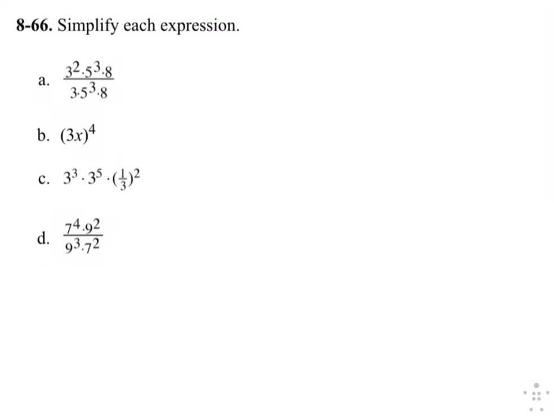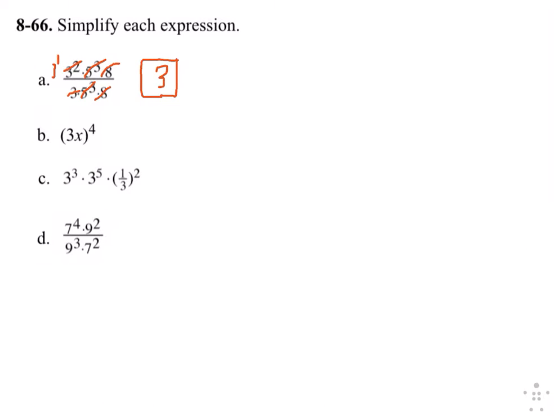So first, for A, I have 8 over 8, right? So that cancels out. And I have 5 to the third over 5 to the third, which cancels out. And then I have 3 to the second over 3 to the first, which leaves me with 3 to the first in the numerator, right? 3 to the first. And therefore, simplified for A is 3, right?